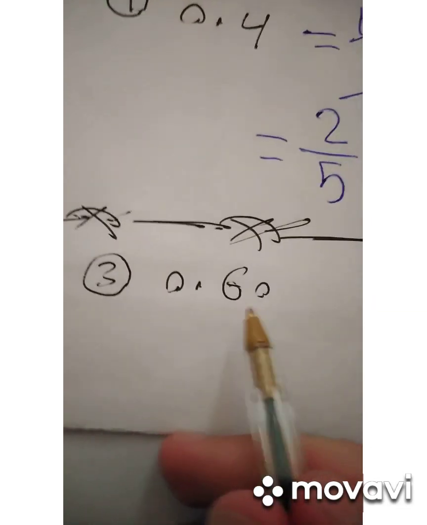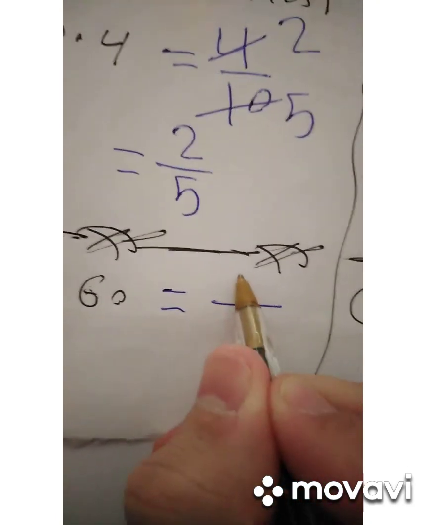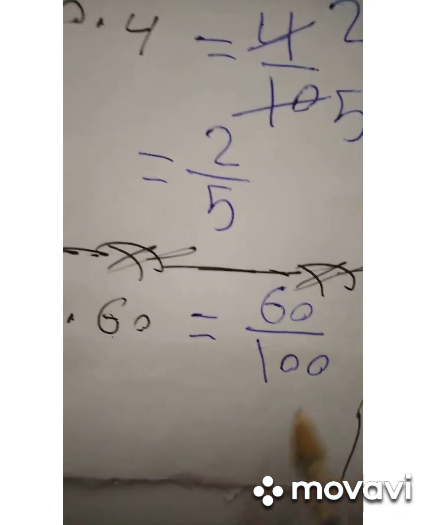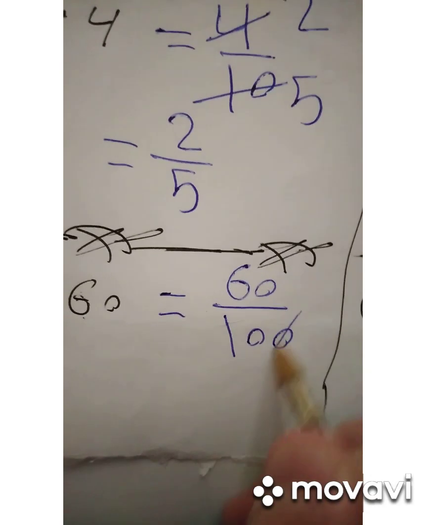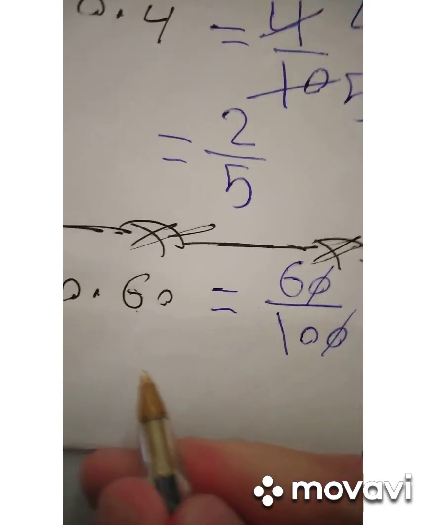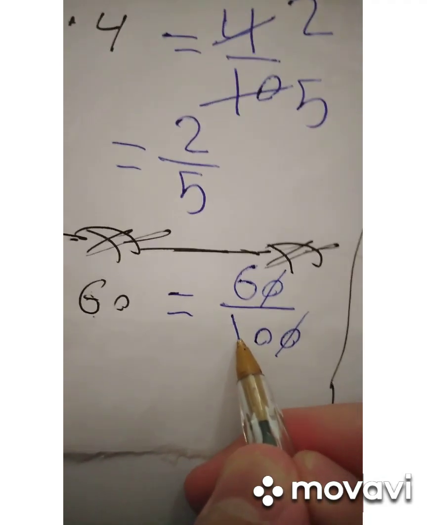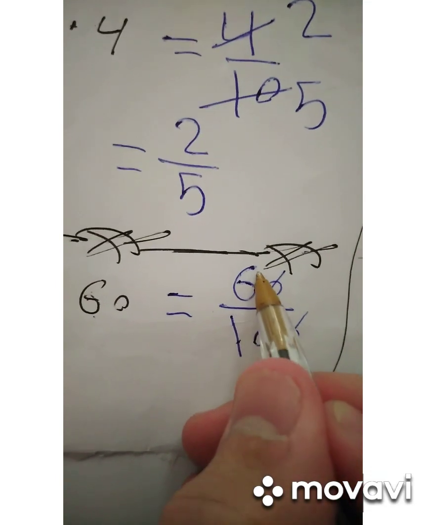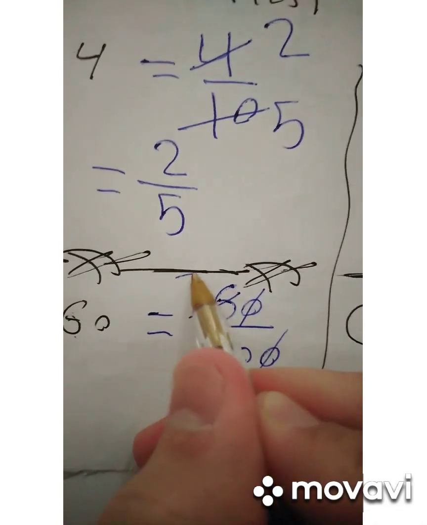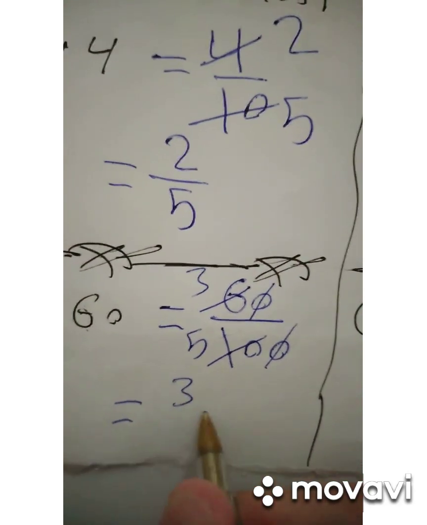Number 3. 60 hundredths. Yes, it's a decimal, so we want to write it as a fraction. It will be 60 over 100. Now, is it in simplest form? We can cancel 0 up with 0 down. Now, what is the remainder? 6 tenths. Okay, but 6 and 10: what is the GCF of 6 and 10? Yes, 2. So we'll divide up and down by the GCF of 6 and 10. 6 over 2 equals 3. 10 over 2 equals 5. So our fraction now in simplest form is 3/5.